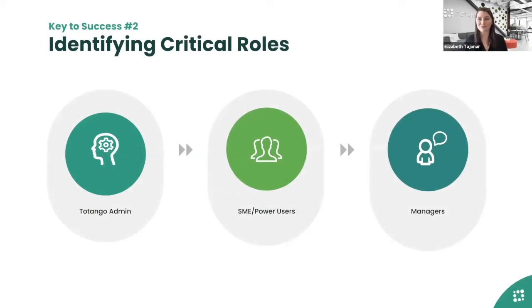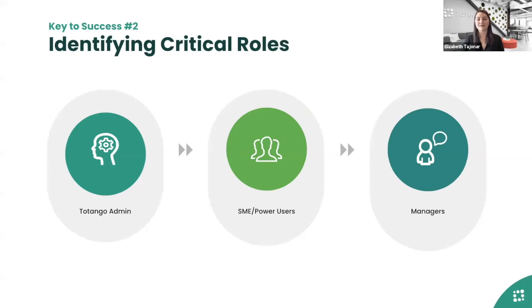Now, we'll spend the vast majority of the rest of our conversation talking about one of these roles in particular, and that's the power user, but I don't want to lose sight of the other two roles because they are so critical to the success and have been thus far for Qlik. So the three roles that we identified were the Tatango admin. This individual is responsible for the configuration of your Tatango instance, and they also are responsible for the ongoing management of Tatango. They play a very key role in keeping all of the pieces together.